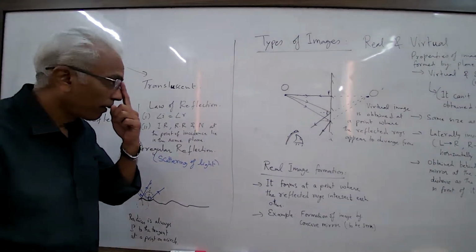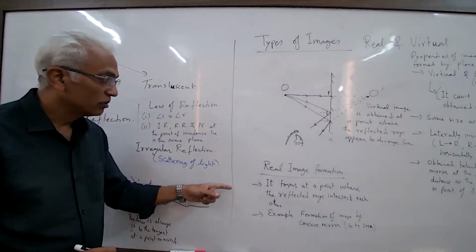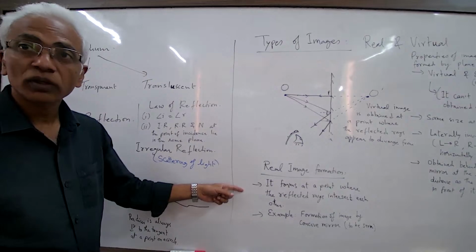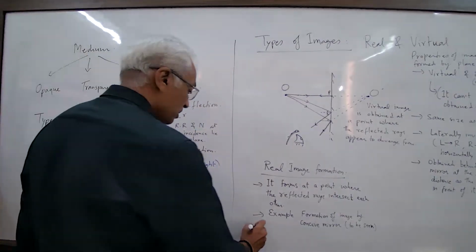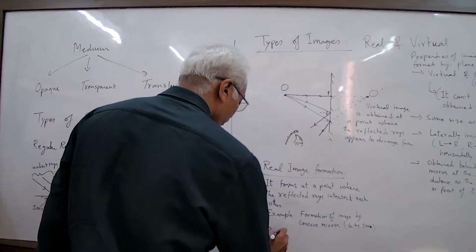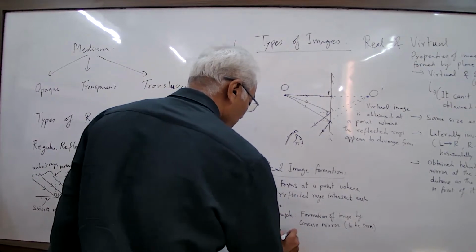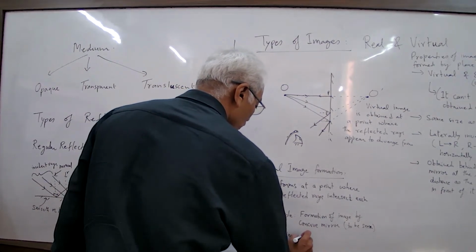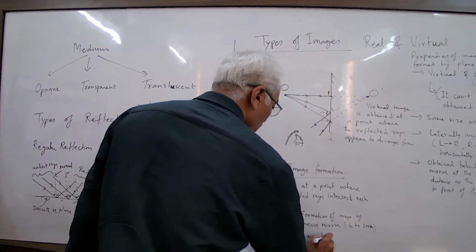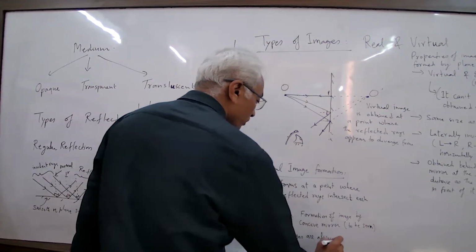What are the other properties about real image? Real images are always inverted. So whenever you say the image is real, you always write inverted. Real images are always inverted.